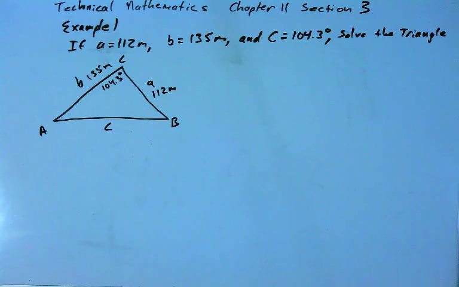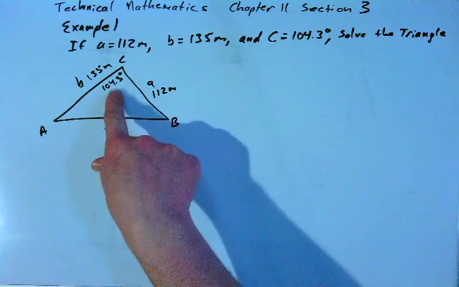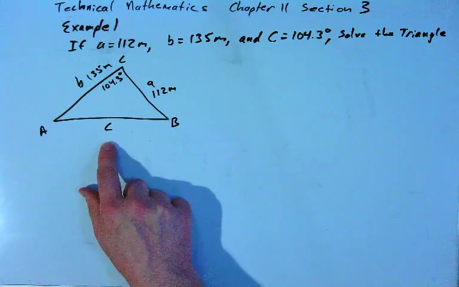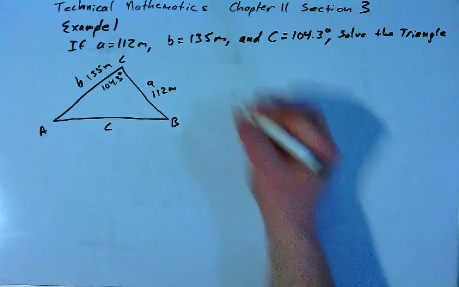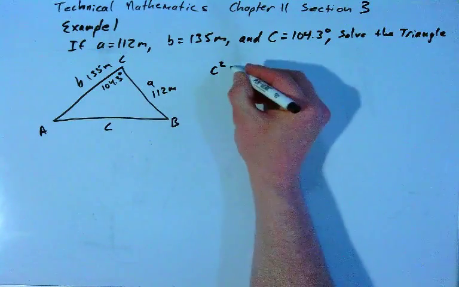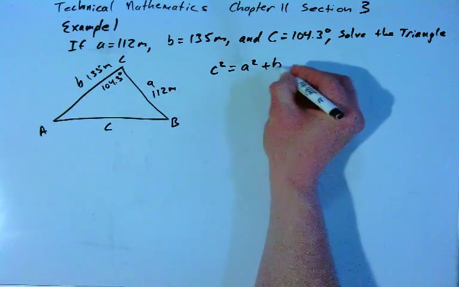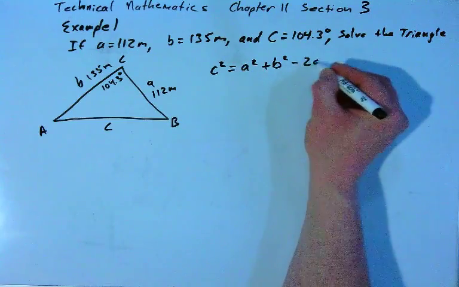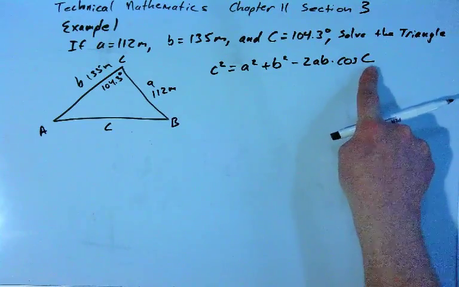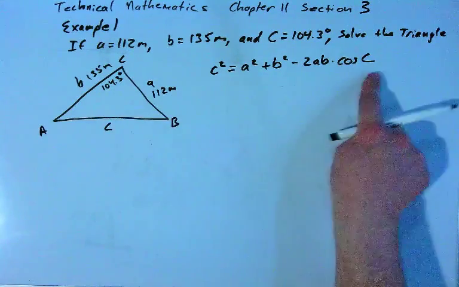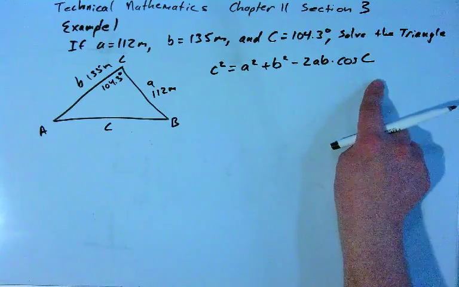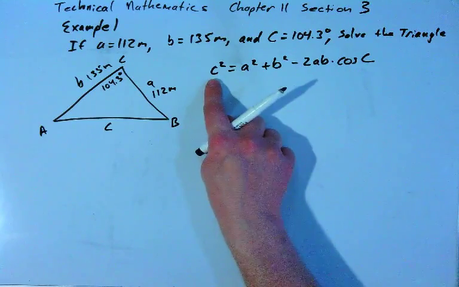And so what you want to do is look at the angle that we know. We know angle C. And so what I should do is try to solve for side C. I want to use the version of the law of cosines that has C squared, because C is the angle that I know. So C squared is equal to A squared plus B squared minus 2AB times the cosine of C. And so again, cosine of C, I know C, that's why I'm using this form of the law of cosines. And so I'm going to plug in all of the information that I know. I don't know side C, that's actually what I'm trying to solve for.